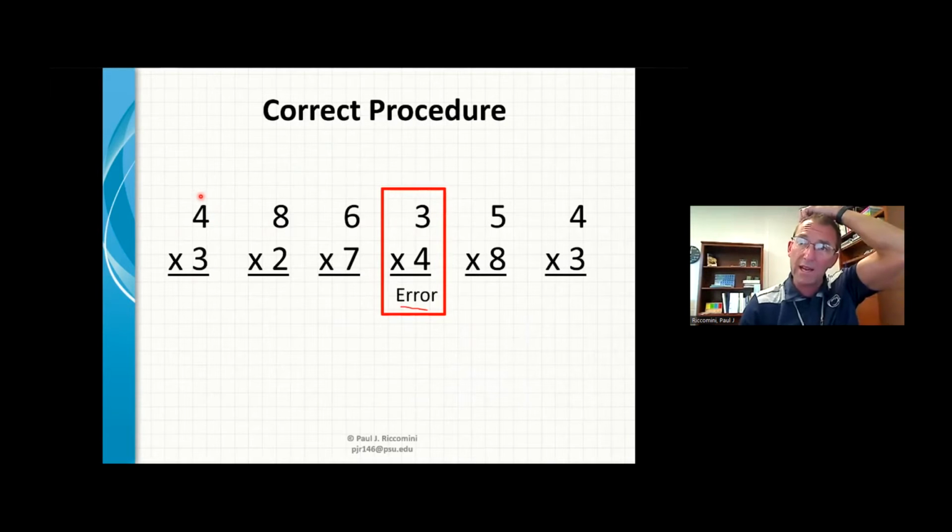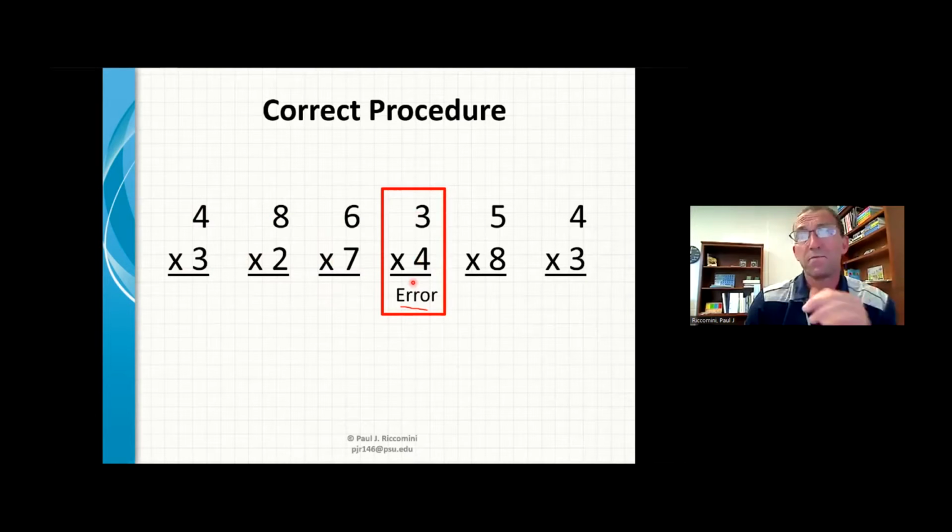All right, Carolyn, are you ready? Do you see the first fact we're going to start with? Yes, I do. All right, go ahead. 4 times 3 is 12. 8 times 2 is 16. 6 times 7 is 42. 3 times 4 is 18. Stop. You've missed this one. 3 times 4 is 12.